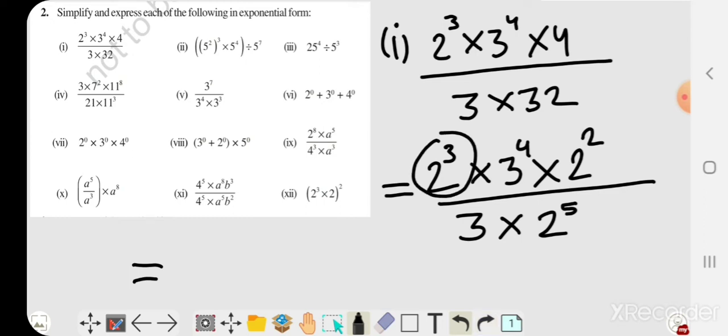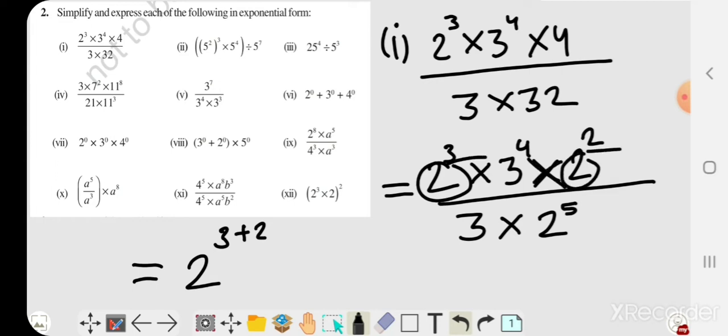It's 2 cube into 2 square. So here it will be 2 raised to power 3 plus 2. Why? Because bases are same, powers are different, and the operation between them is multiplication. Am I correct? Yes.